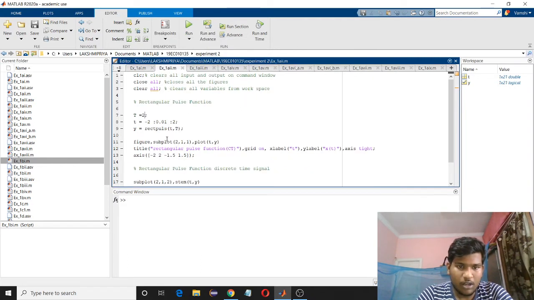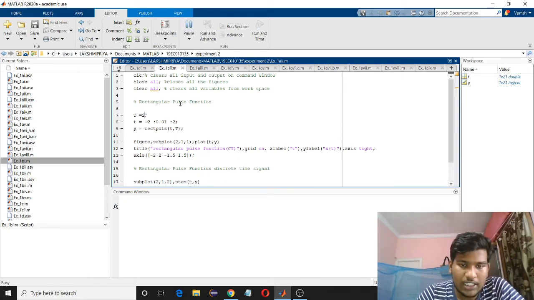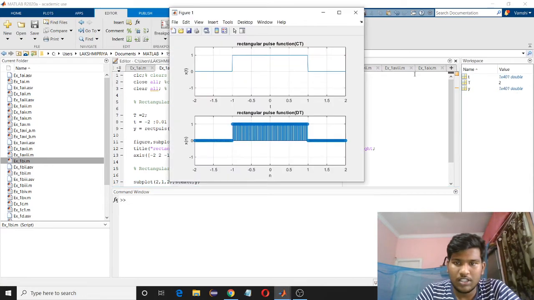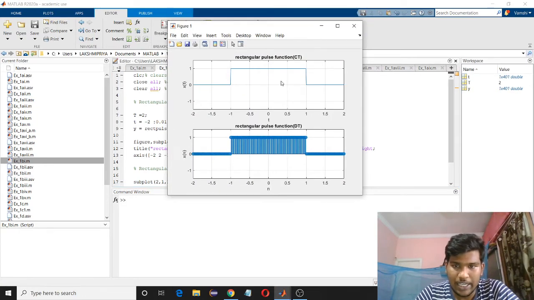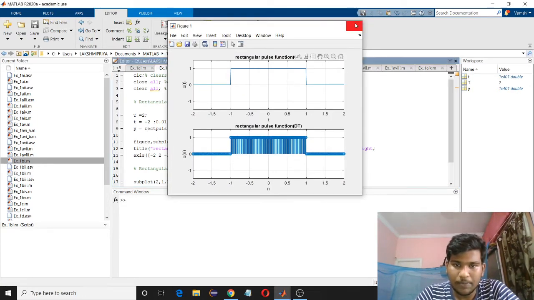Next function that we are plotting is the rectangular pulse function. We have an inbuilt function rectpulse to plot the rectangular pulse function. The time period is 2 seconds. T is running from -2 to 2 with an incrementation of 0.01. Now let's run it. This is the output that we are getting in continuous time signal and in discrete time signal.